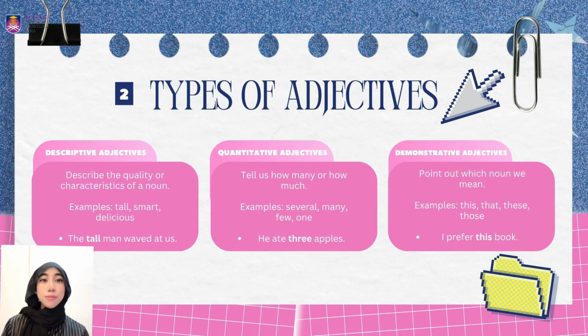And then we have demonstrative adjectives. They point out which noun we mean. Examples: this, that, these, those. If you were to put it in a sentence: I prefer this book. So this would be the demonstrative adjective.